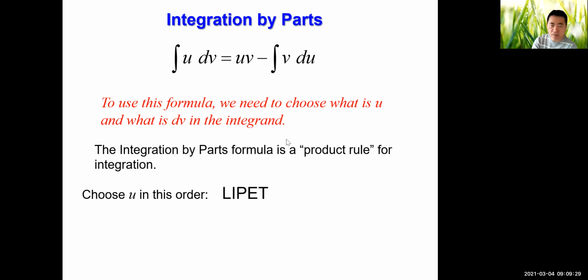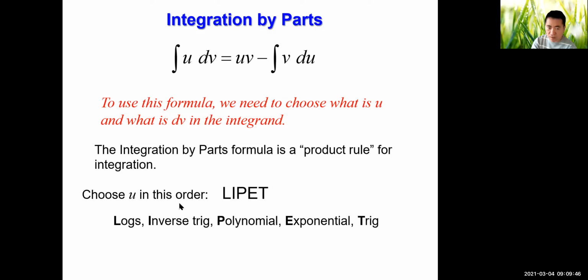Choosing u and dv takes some practice and experience. Now I'm giving you this acronym, LIPET. When you choose your u in the functions, you choose in this order, LIPET. L stands for logs, I stands for inverse trig, P stands for polynomial, E stands for exponential, and T is for trig functions. So do in this order.